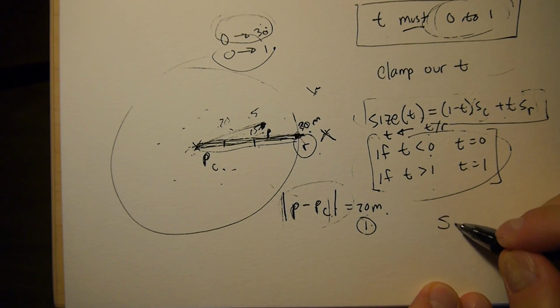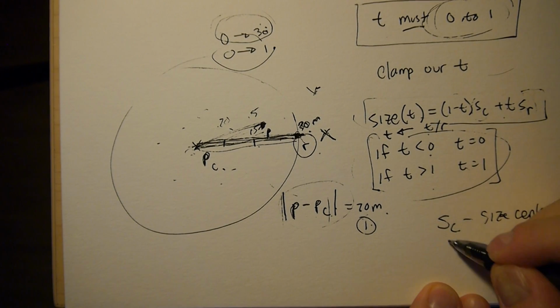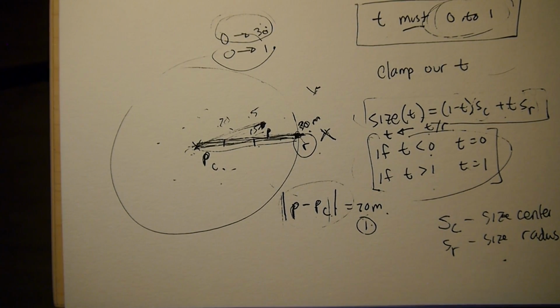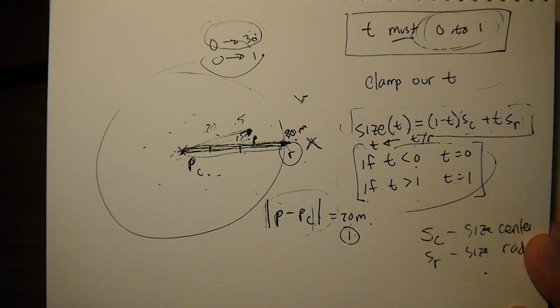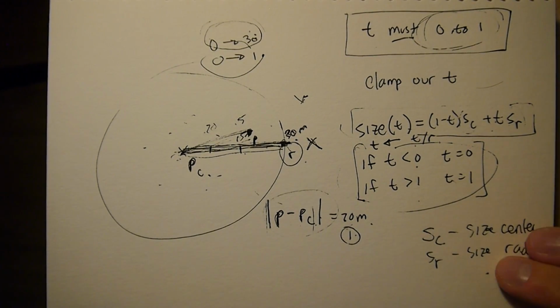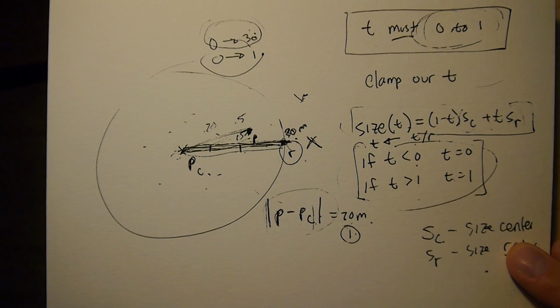Now the artist can specify SC, which is the size at the center, and they can specify SR, which is the size at the radius, and they're done. Perfect. They can control it. Everything's great, right? Everything's happy, and in fact, this is exactly what the original grass planting code was doing before I went in and added the fancy, quote-unquote, fancy stuff.